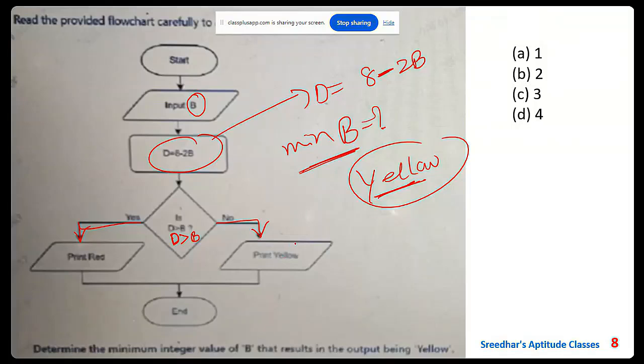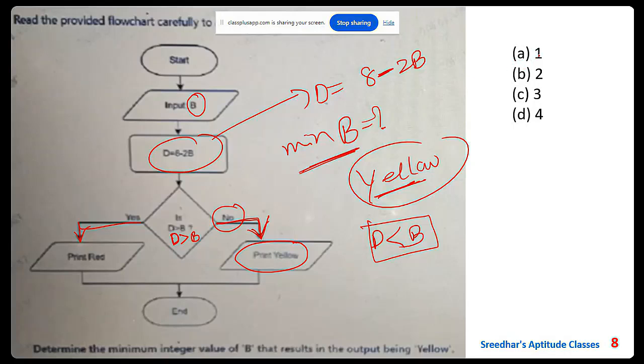Right. By the way, when do we get LO? When you get no case here. That means if D greater than B is no, then you will get LO. That means D has to be less than B. If D has to be less than B, then you will get LO. Right? Yes.